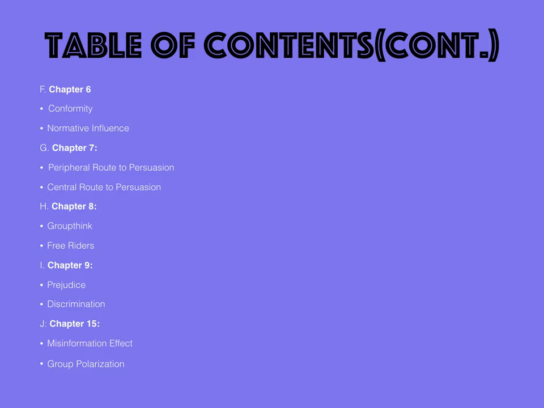Chapter 6, we went over conformity and normative influence. Chapter 7, peripheral route to persuasion and central route to persuasion. Chapter 8, groupthink and free riders. Chapter 9, prejudice and discrimination. And Chapter 15, misinformation effect and group polarization.